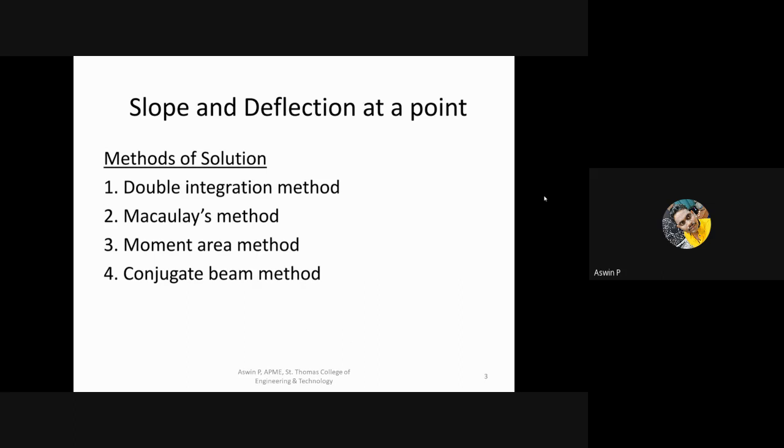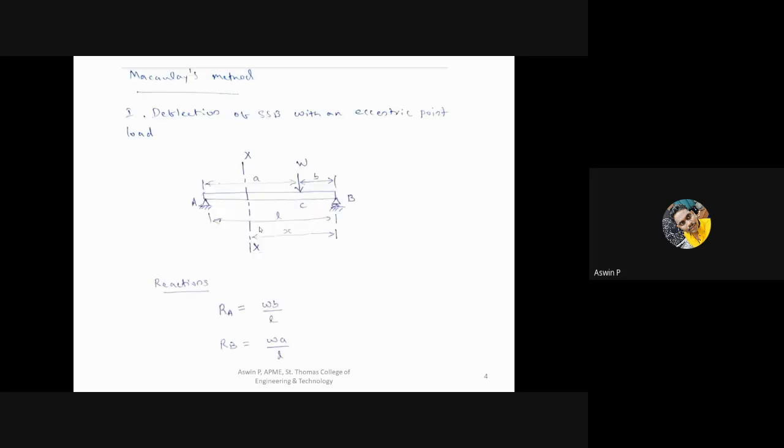So we have different equations to solve deflection at a point. Our main consideration will be Meckel's method. All other methods are similar. In some cases, the double integration method is also known as Meckel's method. So almost everything is similar. So we have Meckel's method, the derivation, explanation, everything.